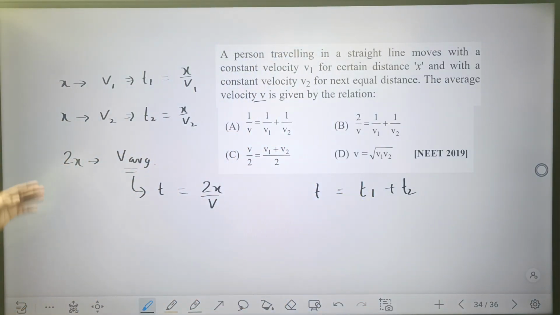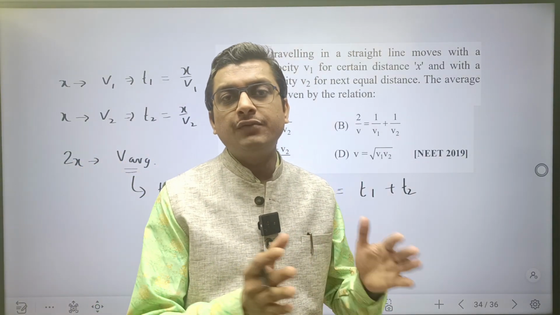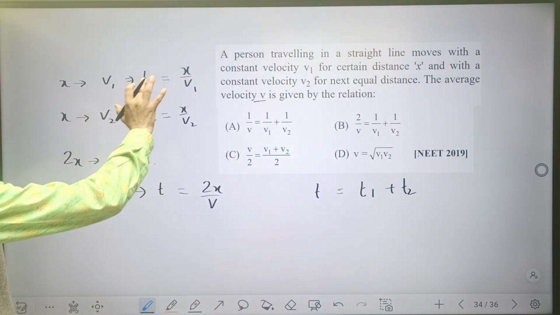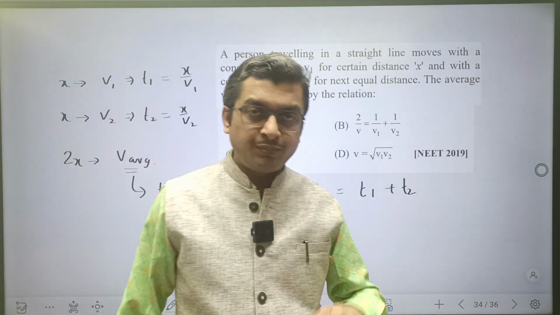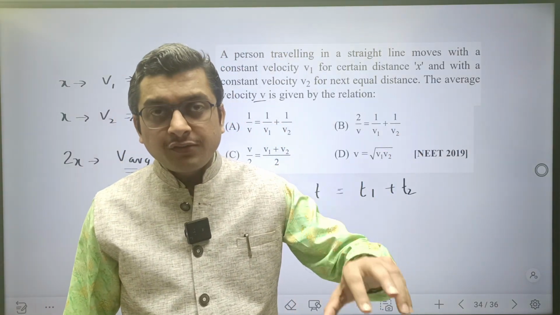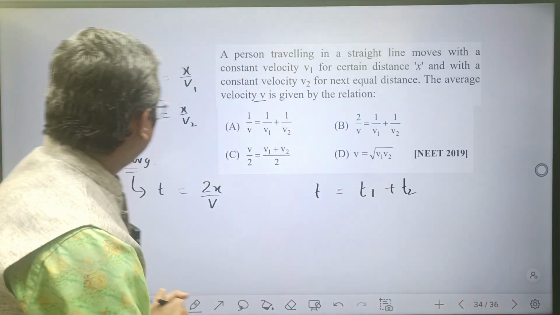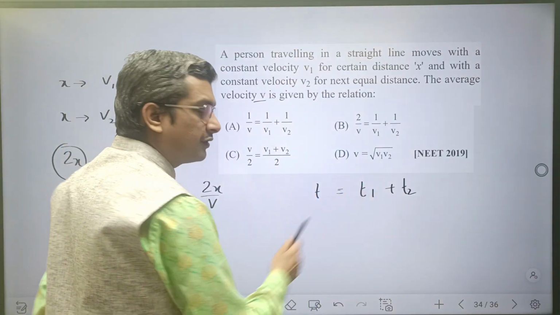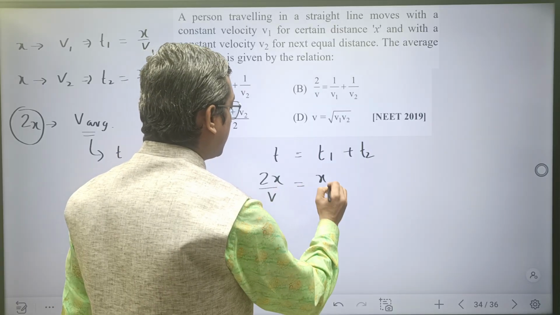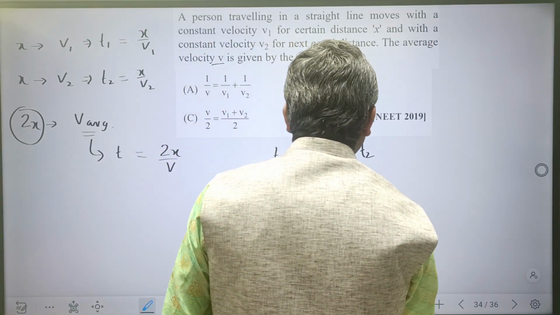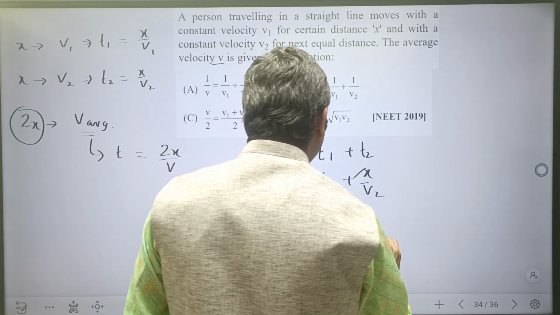Here also, the person travels the entire journey with two different speeds, v1 and v2, and takes times t1 and t2. So total time is t1 plus t2. Average speed is that speed with which if the person moves uniformly, he covers the same distance in the same time. It is covering the same distance 2x, so the time must be the same, that is t must be equal to t1 plus t2. So 2x by v is equal to x by v1 plus x by v2. Cancelling x, 2 by v is equal to 1 by v1 plus 1 by v2.